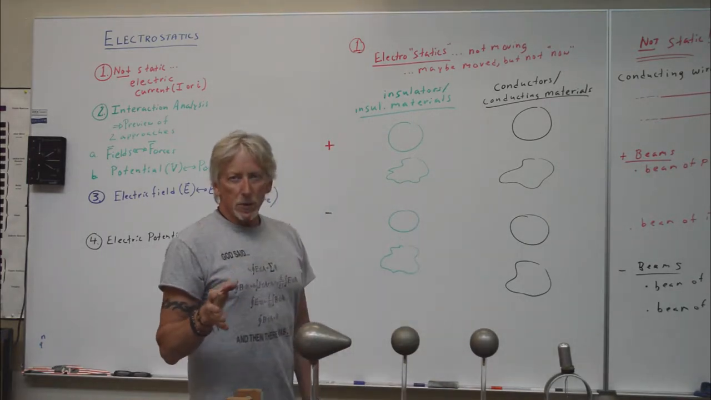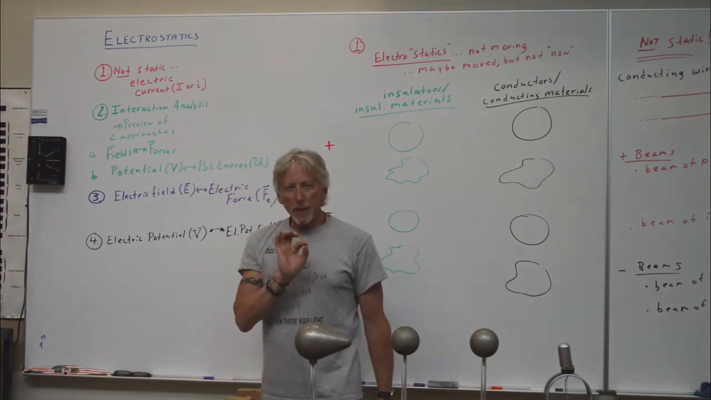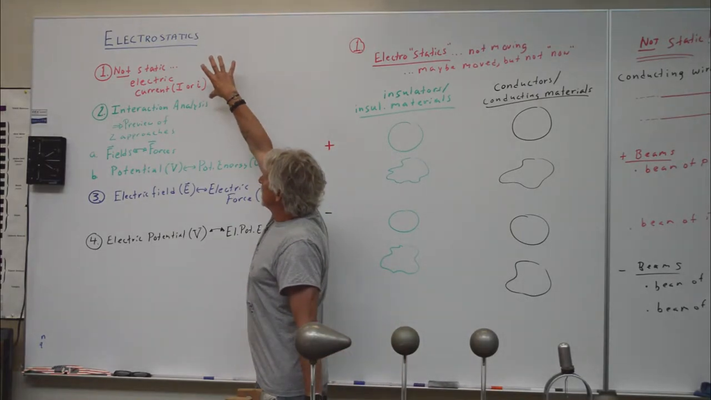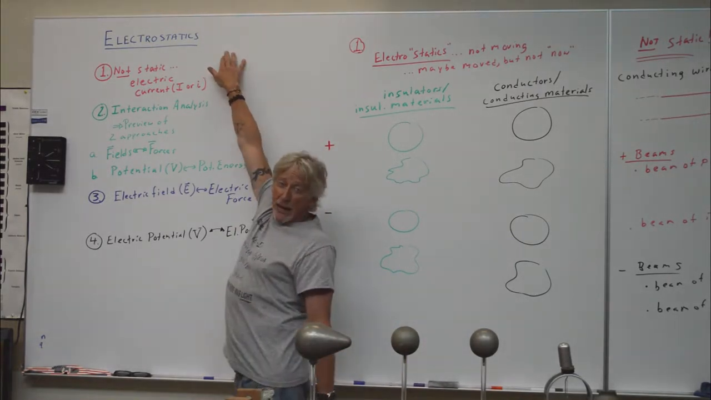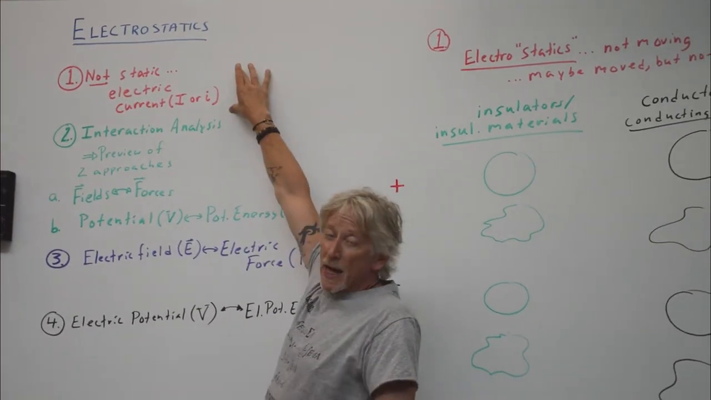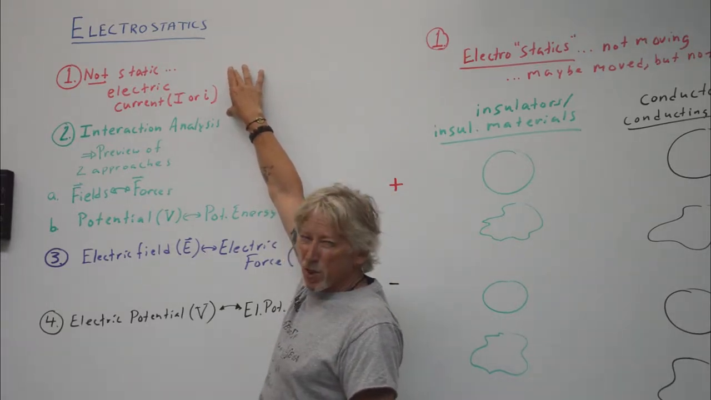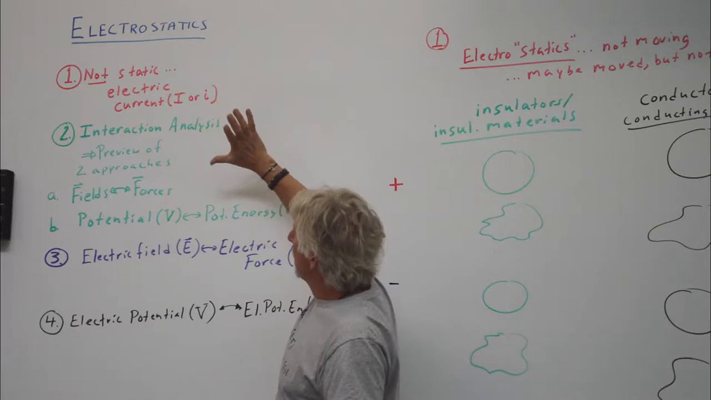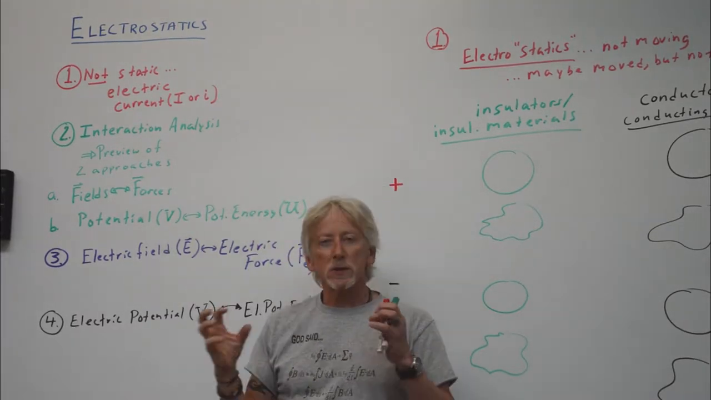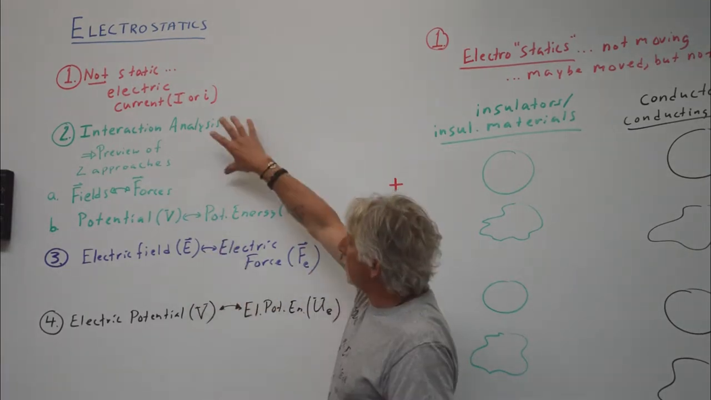So our next sequence that I want to go into, and this is mostly conceptual, a little bit of math, but just to get you ready for that math. We're going to talk about electrostatics first off. And so first, what is it not to be electrostatic? We'll talk about electric current just briefly, some interesting things. Then second, the interaction analysis, the analysis of electrical interactions between objects or particles, bits.